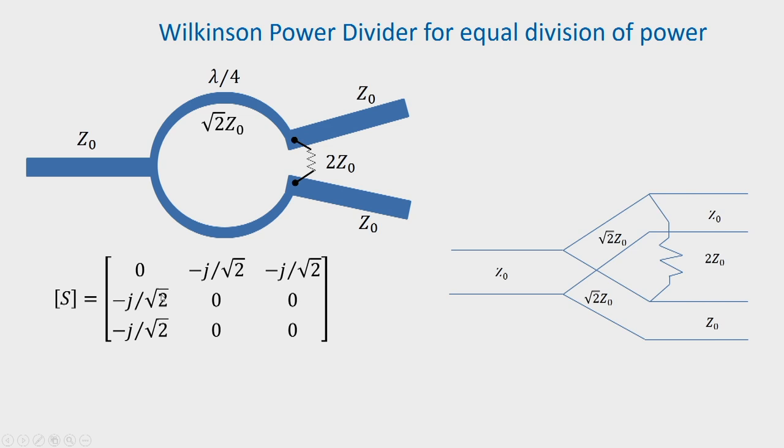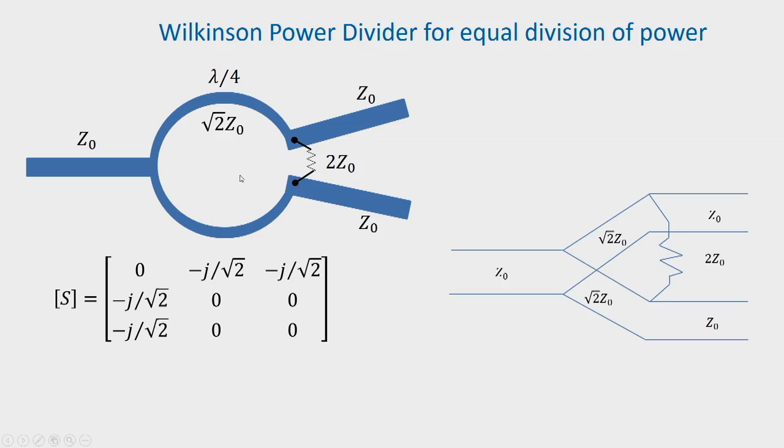We find that power division is equal, and half the power goes to port 2, because mod of S21 squared is half, similarly mod of S31 squared is half. So, equal power goes to ports 2 and 3, and we also see that S23 and S32 are 0. So, the two output ports of the Wilkinson power divider are isolated.